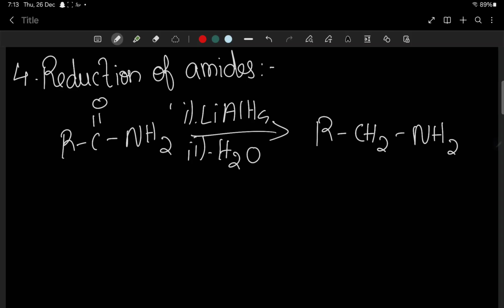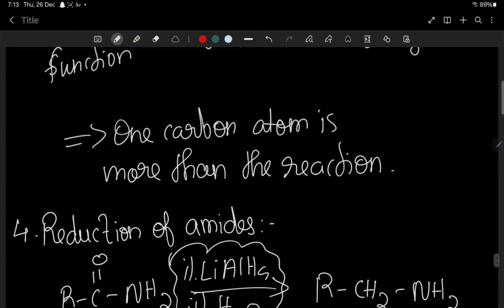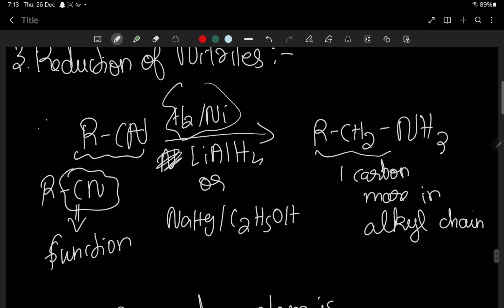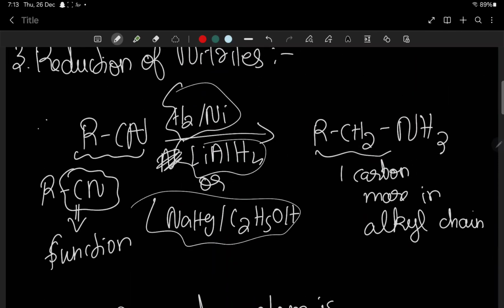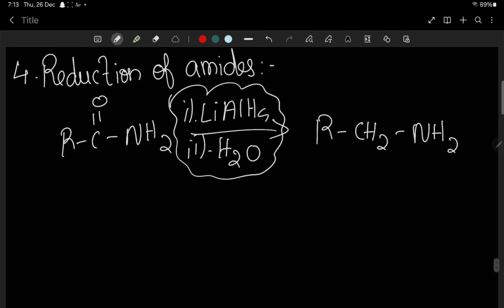The thing is that here you can only use LiAlH4. In the nitrile case you could have used anything: H2/Ni, LiAlH4, Na/Hg or C2H5OH. But in the amide case you are only allowed to use lithium aluminium hydride.